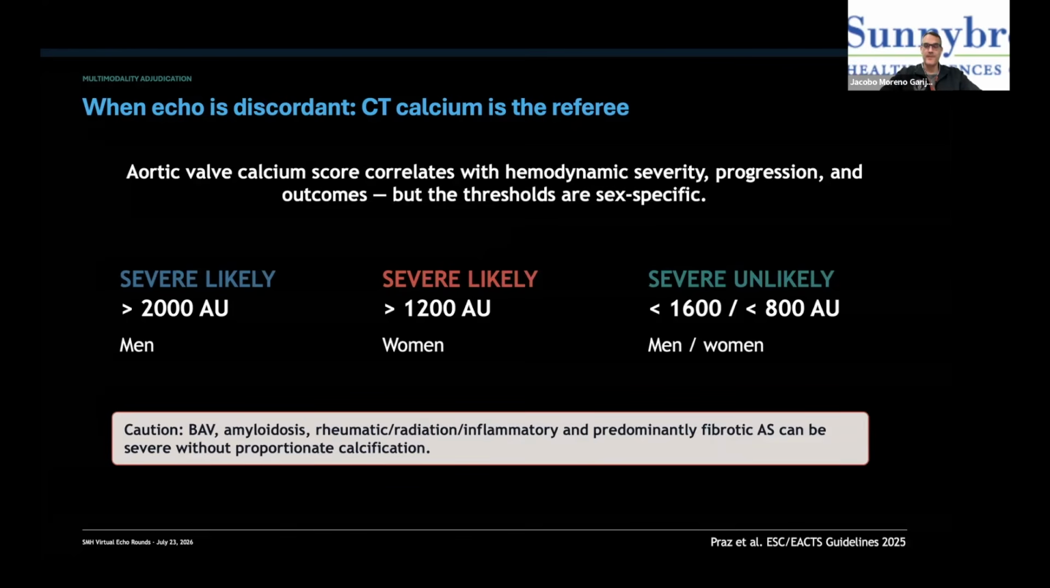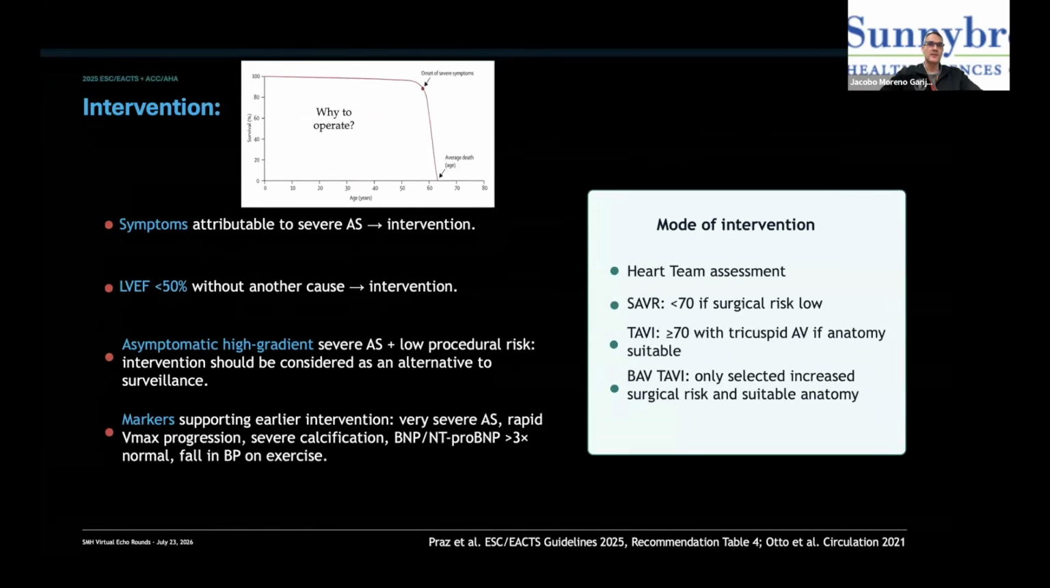Okay, so when we have aortic stenosis, one of the questions is intervention, right? Why do we need to operate? And as you can see in this graph, the survival after the 60s gets dramatically reduced, right? So if you have symptoms that are attributable to the aortic stenosis, then we are going to look for intervention. If you have a low EF, the prognosis is not going to be good. And if the low EF is due to your aortic stenosis, that is actually an indication for an intervention, right?